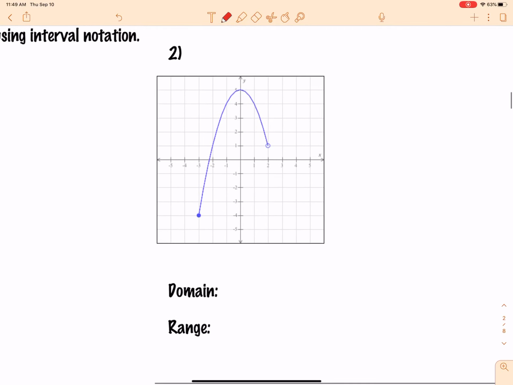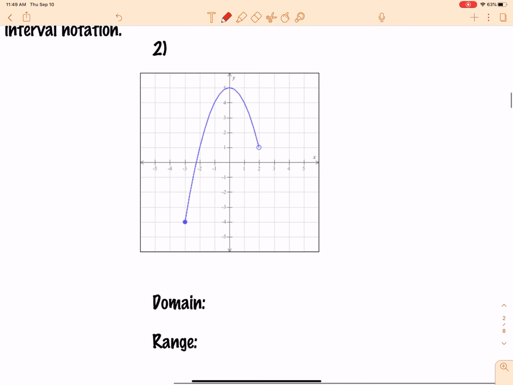All right, same idea on number 2. So domain is always left to right, so the most left point is here, and it goes all the way to the most right point over here. So it starts at -3 because of the closed circle, and then ends up at 2 within parentheses, or open circle.